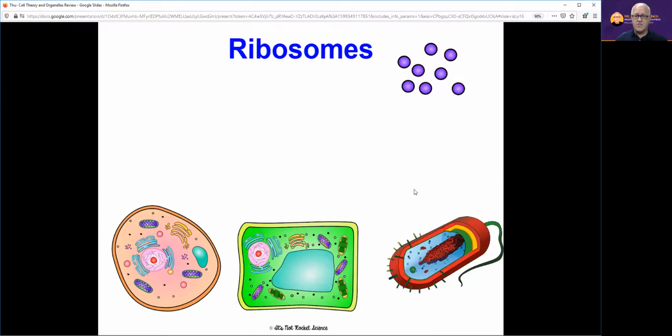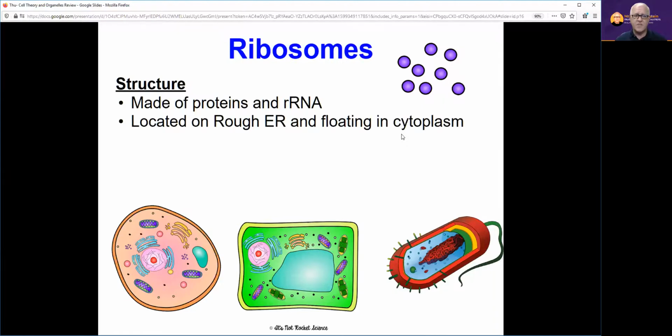Then we have the ribosomes, and the ribosomes are made of proteins and ribosomal RNA. They're located on the rough ER and floating around in cytoplasm. And remember, ER stands for endoplasmic reticulum. I bet you guys were walking around all day yesterday saying to yourself, endoplasmic reticulum. If not, do it today.